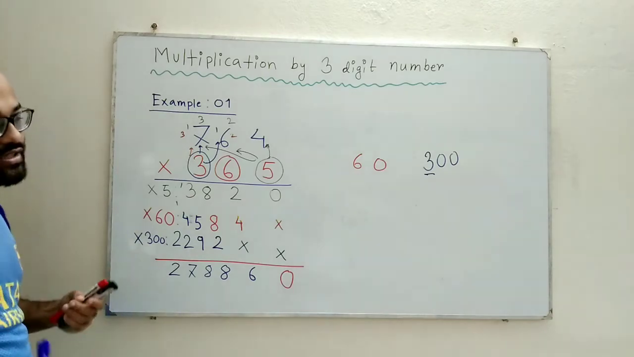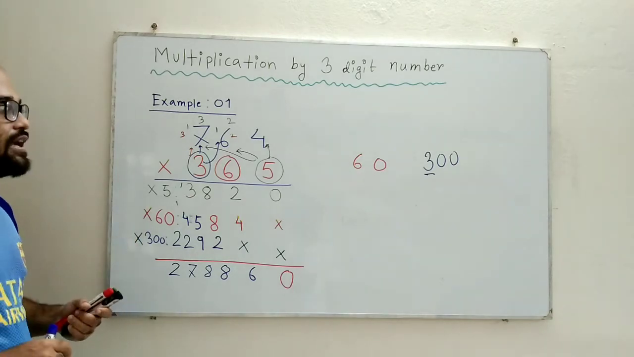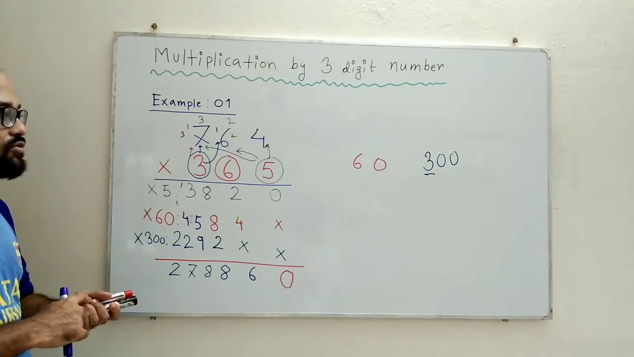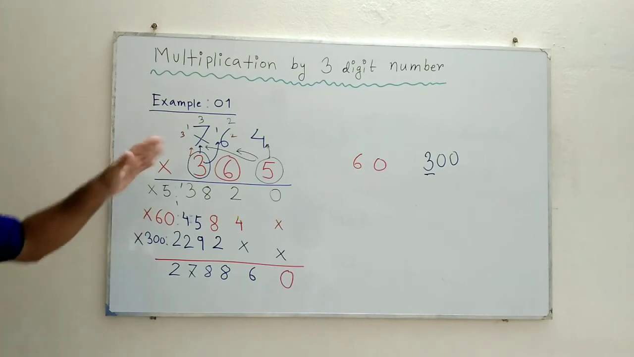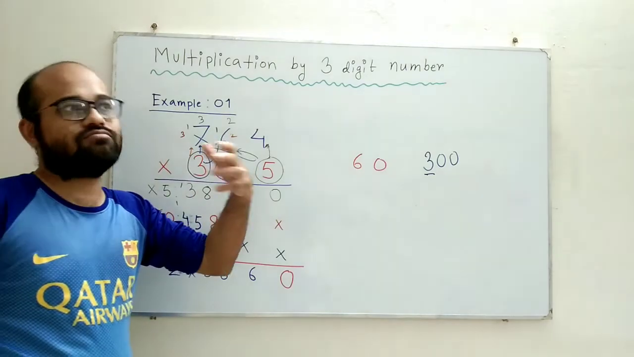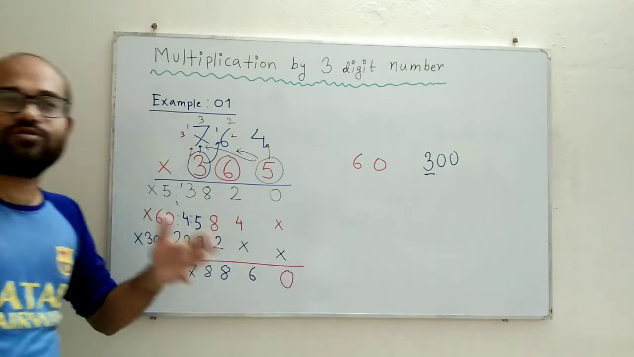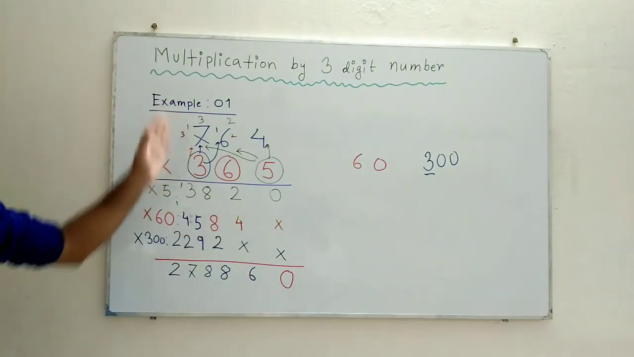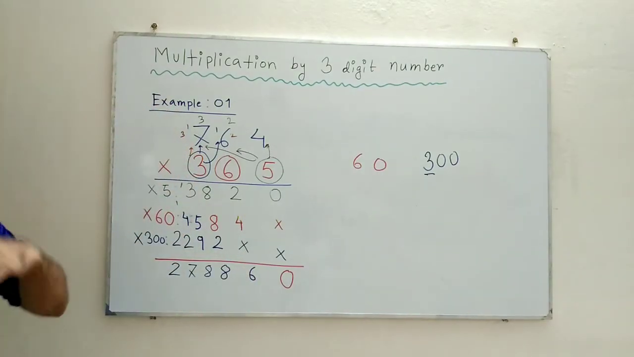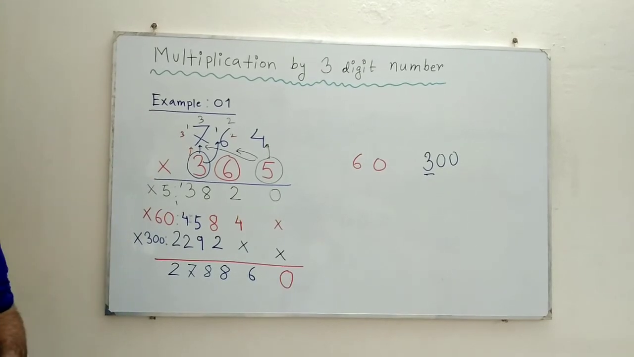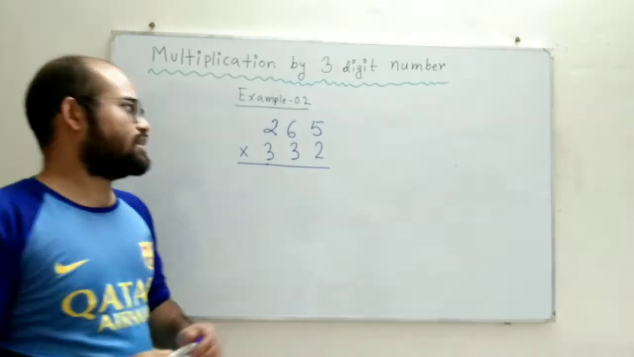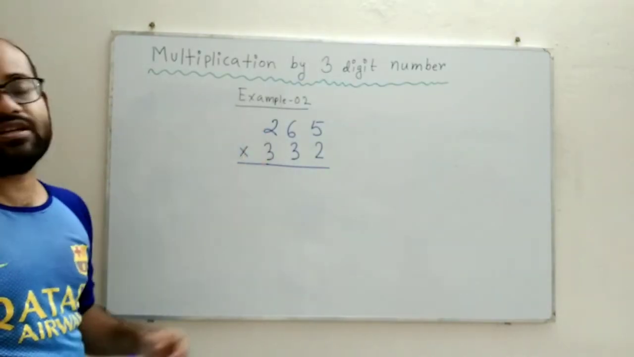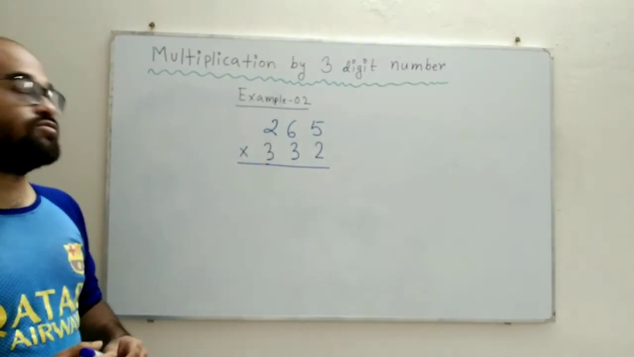I would like to show one more example in which we will not actually write 560, 300. Rather, I will state the general rule that we always use while doing this type of multiplication. So again, an interlude while I clear the board space. So in example 2, we are asked to multiply 265 by 332.